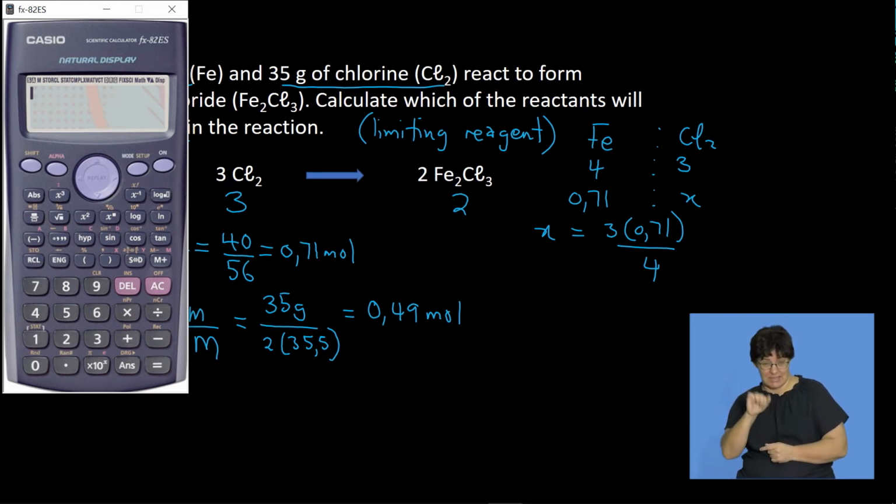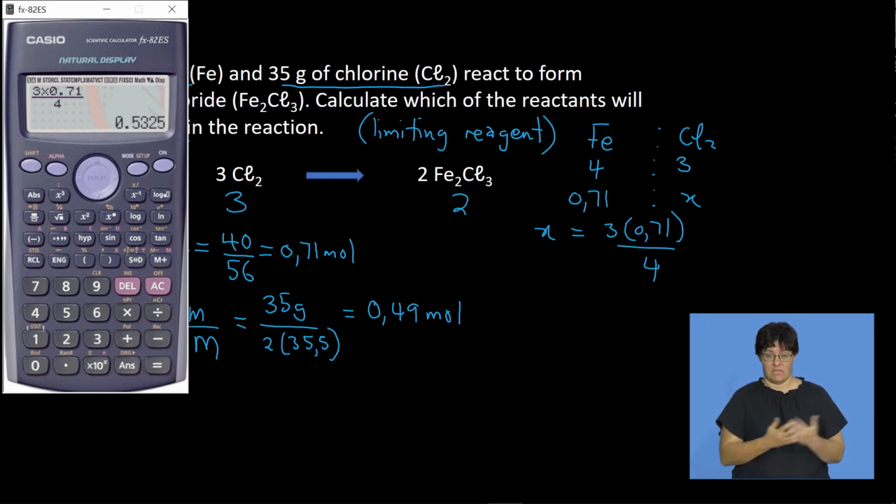So what do we have from the calculator? We get 3 multiplied by 0.71, divided by 4. What does that give us? It gives us 0.53. In other words, for all the iron to react, we need 0.53. But how much chlorine do we have? We've got 0.49. Then it means all the iron will not react, because we can't have 0.53 reacting with 0.49. In other words, we have less chlorine.